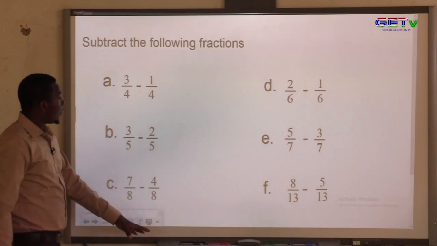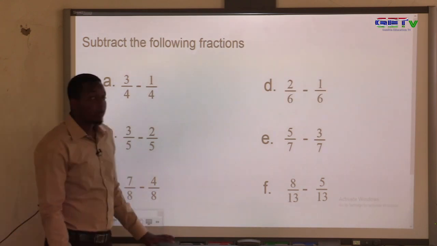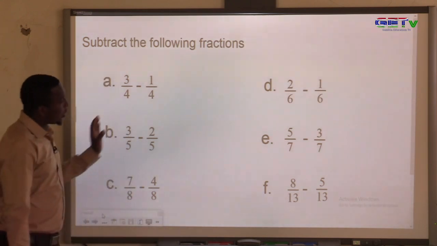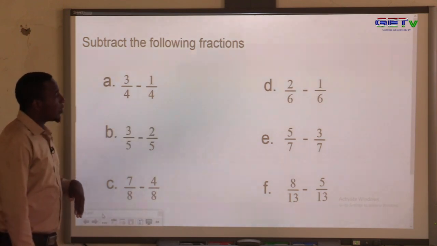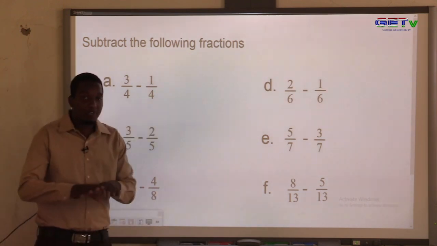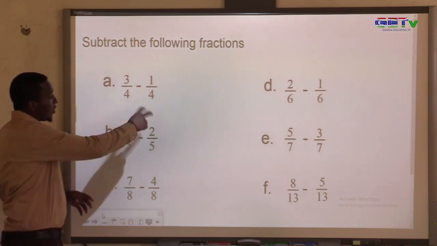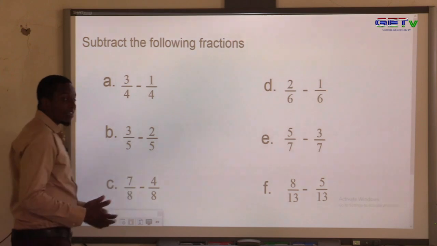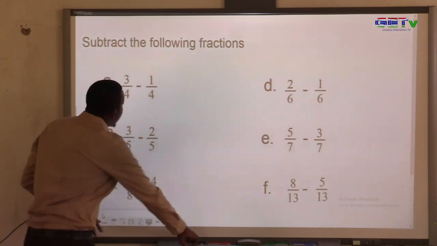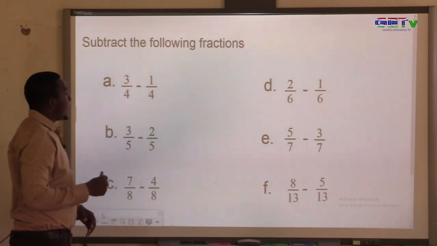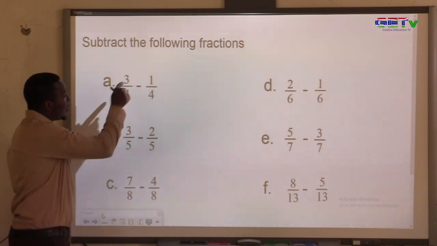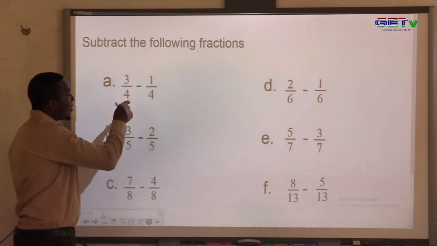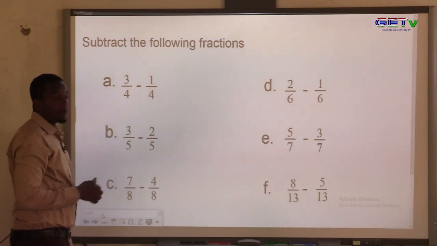3/4 minus 1/4. We said the rule for subtracting or adding fractions of the same denominator: hence the denominators are the same, we just add or subtract the numerators. So that is exactly what we are going to do. Starting from the first one, we have 3/4 minus 1/4.